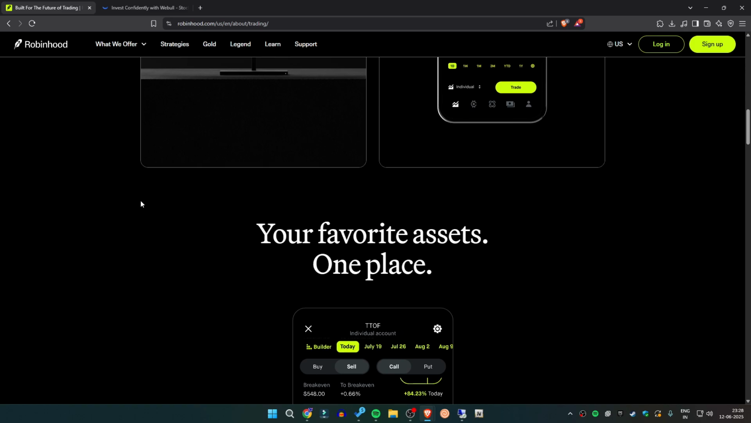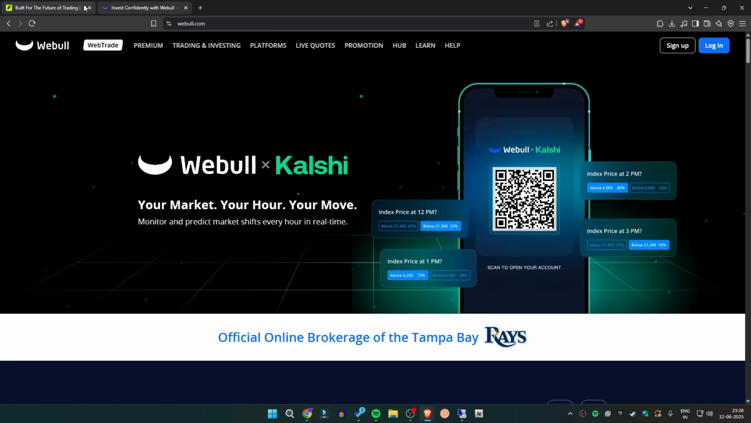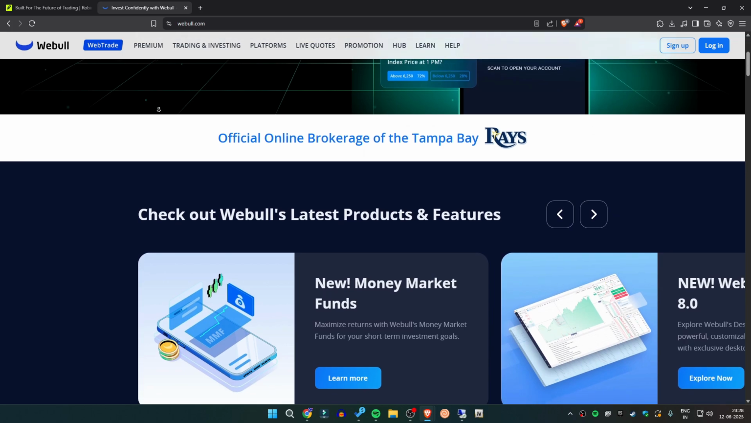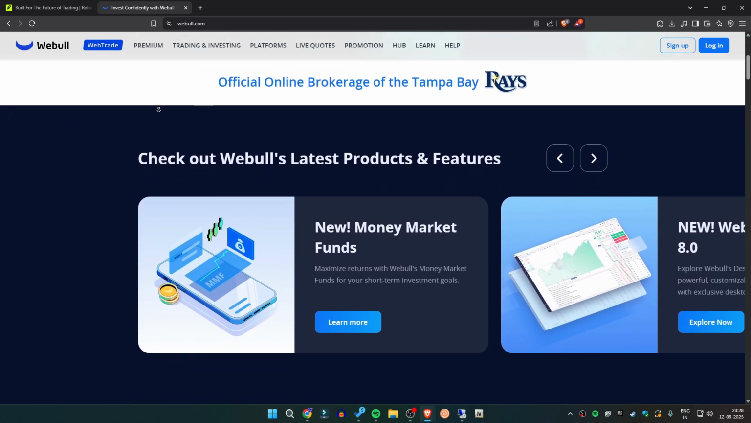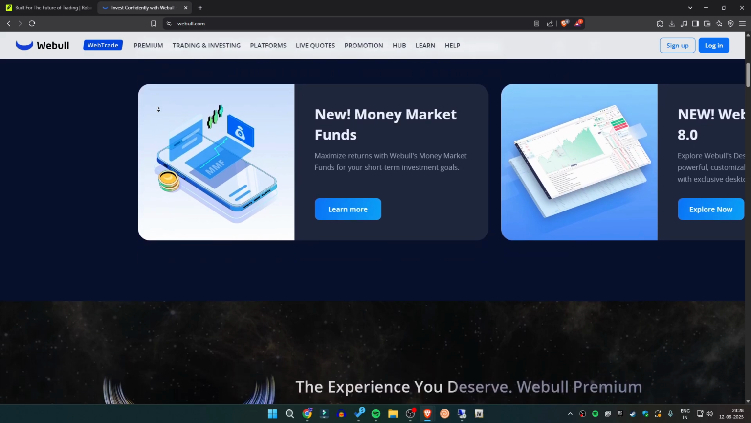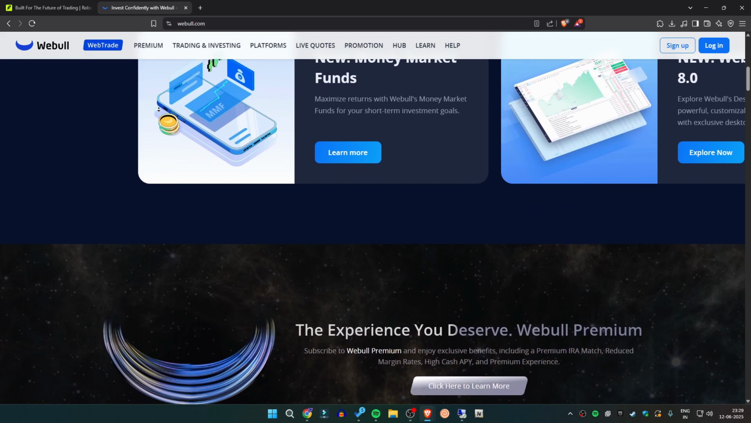Now let's talk about Webull. Webull is a bit more advanced than Robinhood. It still has no commission fees for options, but it gives you more tools like real-time data, advanced charting, technical indicators, and even level 2 market data if you subscribe.